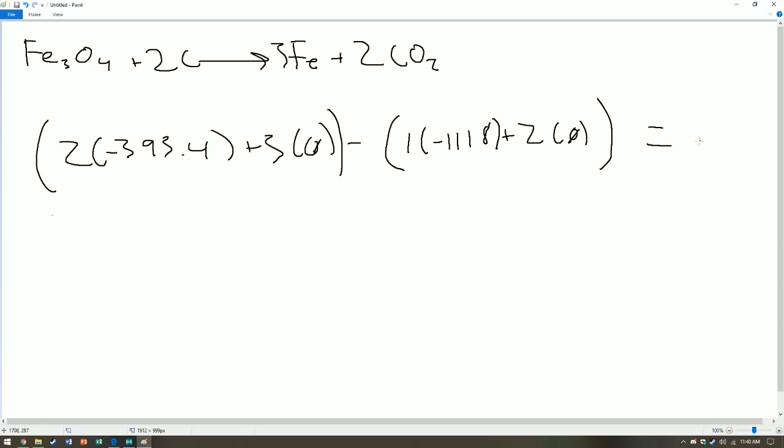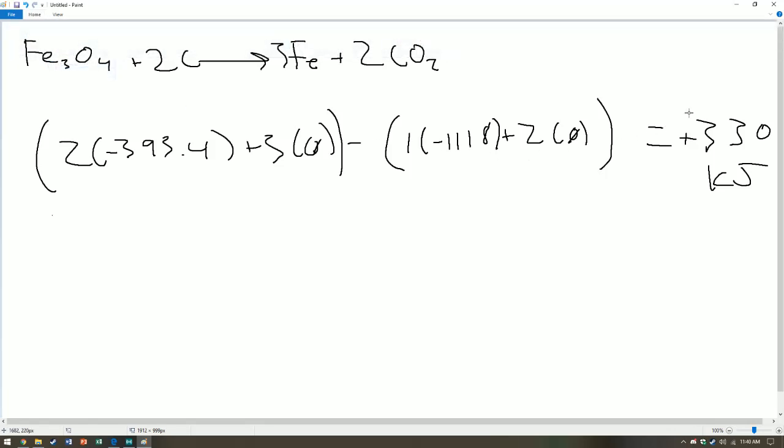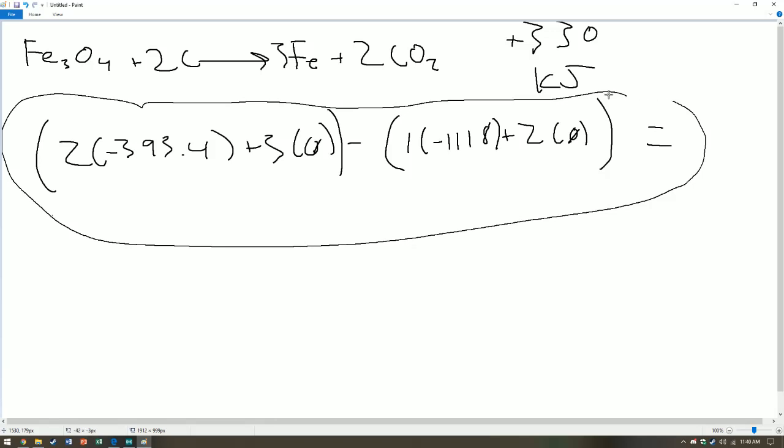And we get 330 kilojoules as the answer to that. When we do the math, we get plus 330 kilojoules. But obviously, that's nice and good. We have an answer, but let me show you that this works. So let's use our good old friend, the Hess cycle. I'm going to note what delta H was, and then I'm going to erase this all.